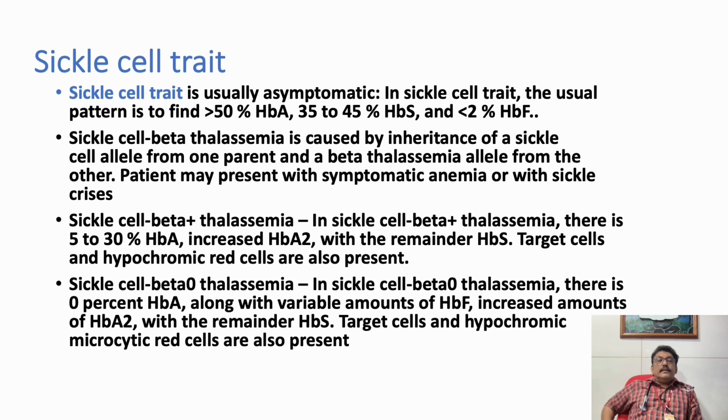Now, sickle cell trait, it's usually asymptomatic. In sickle cell trait, the usual pattern is more than 50% adult hemoglobin, 35 to 45% hemoglobin S, that is the sickling type of hemoglobin, and less than 2% hemoglobin F. So, HbF is 2% and adult hemoglobin more than 50%. They may not develop much clinical finding like sickle cell disease, but they can definitely transmit the disease from mother or father to the child. Sickle cell beta thalassemia is thalassemia associated with sickle cell disease.